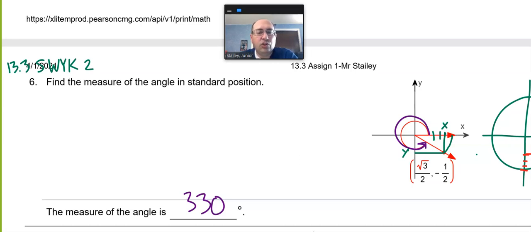Section 3, Week 2. Find the measure of the angle in standard position.